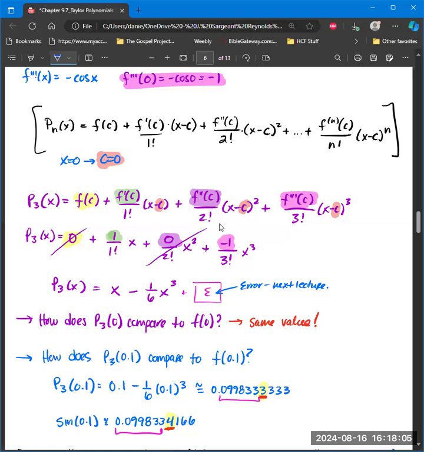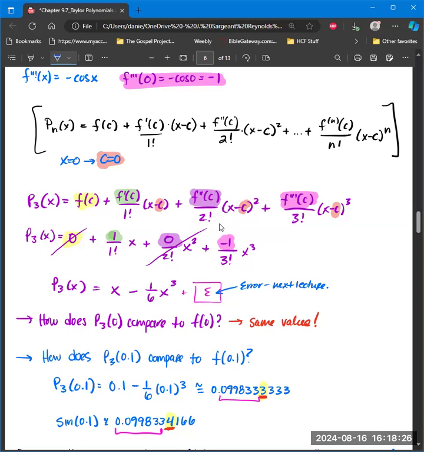Sine is an odd function, so I'm only going to see the odd powers of the polynomial here, never any even powers. 0 and 2 were all zeros. That's what it means to be an odd function, is that these polynomial approximations will all be odd terms like that.